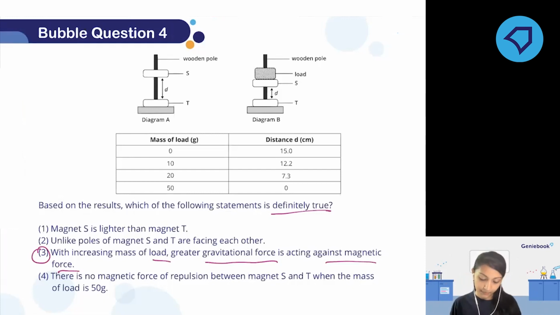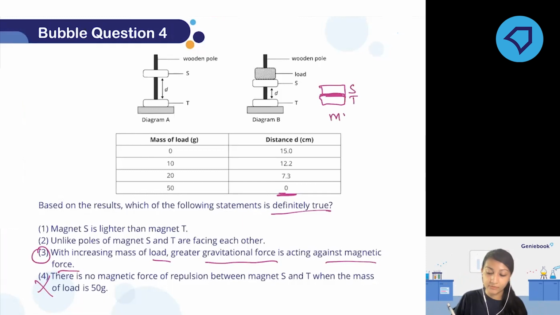Okay, option 4 is wrong because at the point where it is 0, the magnets S and T are flat, in contact with each other, does that mean that there's no magnetic force at all? No. Even though they are super close with each other, there is still magnetic force. It's just that it is lower than the gravitational force. It's still present.